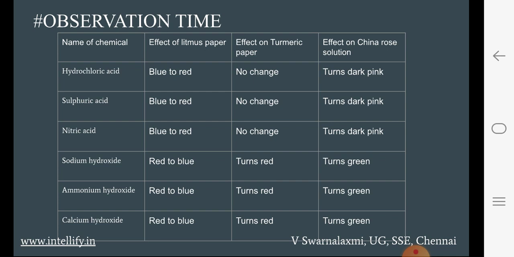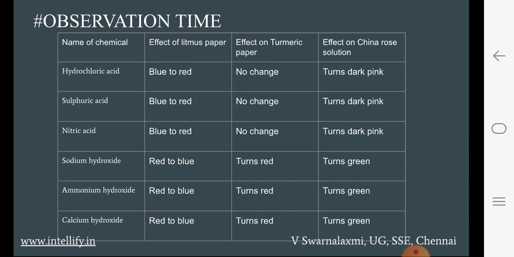Similarly, sulfuric acid and nitric acid also show the same properties. They turned blue litmus red in color, they had no effect on turmeric paper, and China rose solution when poured into these acids turned the acids dark pink in color. Moving on, what about the bases? Yesterday I gave you extra knowledge that hydroxides are all bases, because hydroxides are generally written after the element name, which makes them, like sodium hydroxide, ammonium hydroxide, calcium hydroxide, bases.